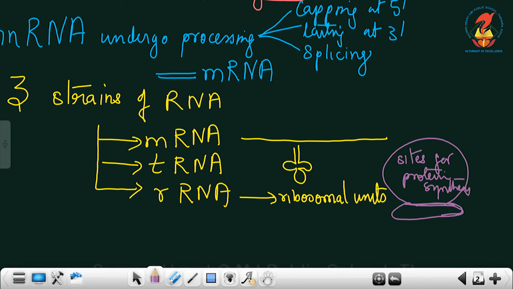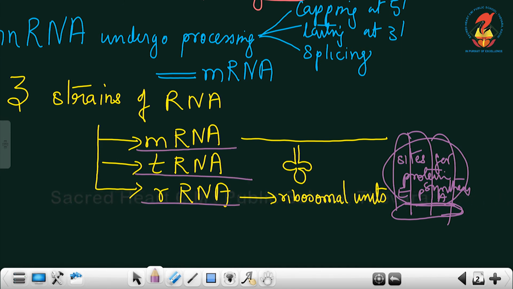And in this site itself we demarcated 3 sites. In the video there were 3 sites, E site, P site and A site. If you analyze that, E site is the site from which the uncharged tRNA exits. P site is a site where peptide bond is formed between adjacent amino acids, and A site is the acceptor site where the new charged tRNA comes and binds with the codon of the mRNA. There is complementary base pairing between the codon and anticodon. So that is the significance of the ribosomal units. So mRNA, tRNA and rRNA are the 3 strains.